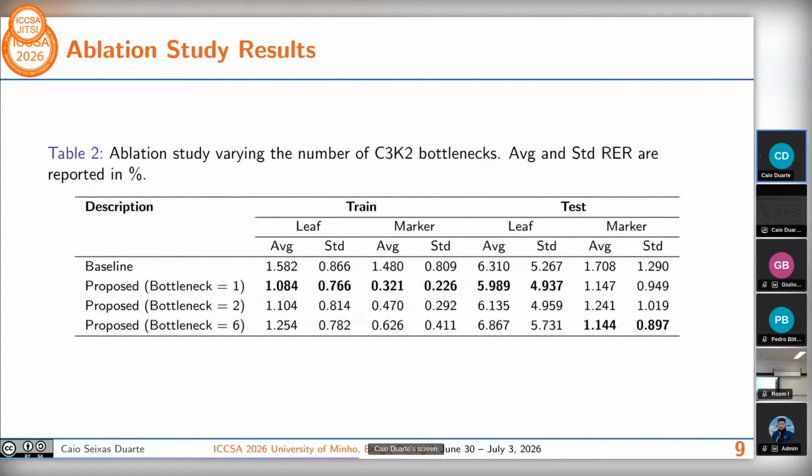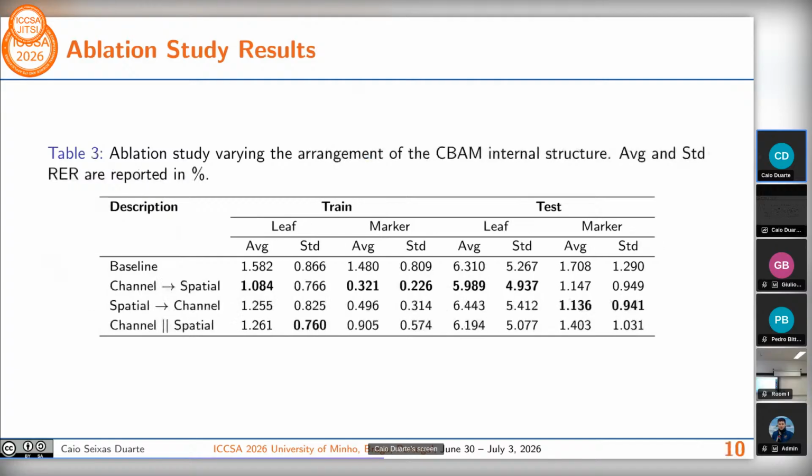In this case, architectures containing 1, 2, and 6 bottlenecks were compared while keeping the rest of the architecture unchanged. We observed that the configuration with only one bottleneck achieved the best results for leaf error estimation during both training and testing, while also providing competitive performance for the marker. Increasing the depth of the block did not produce consistent improvements, and in some cases even increased the estimation error. So these results indicate that a simple architecture was sufficient to refine the extracted features.